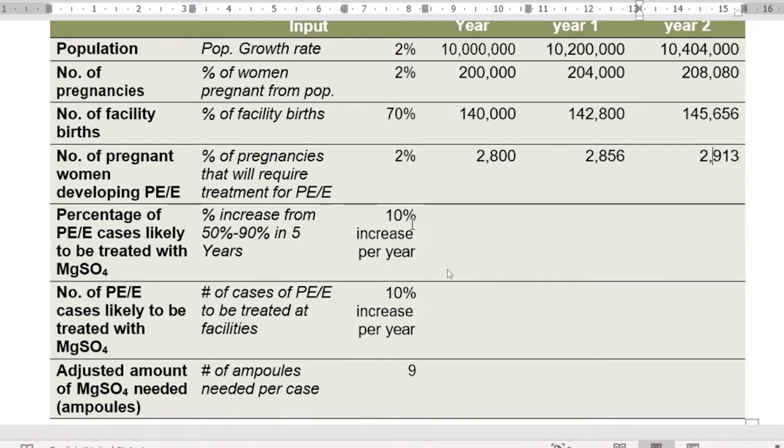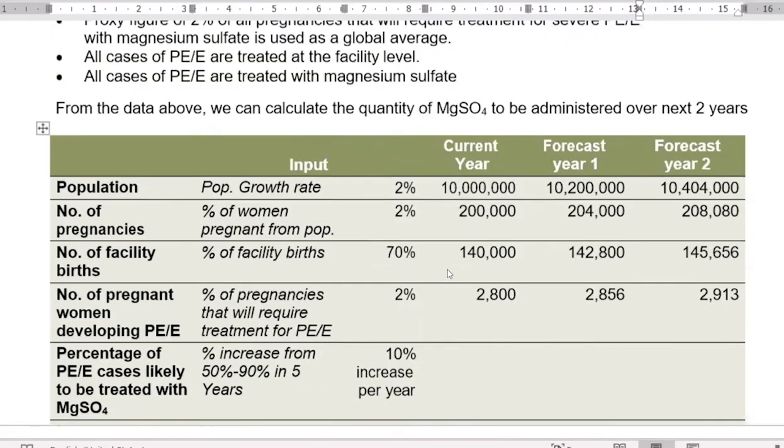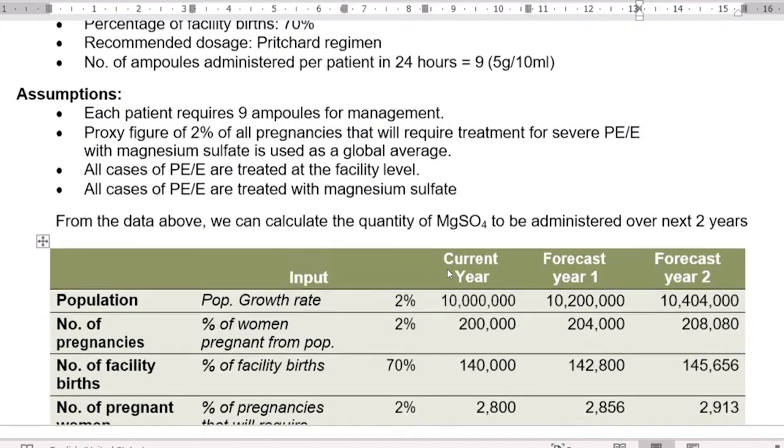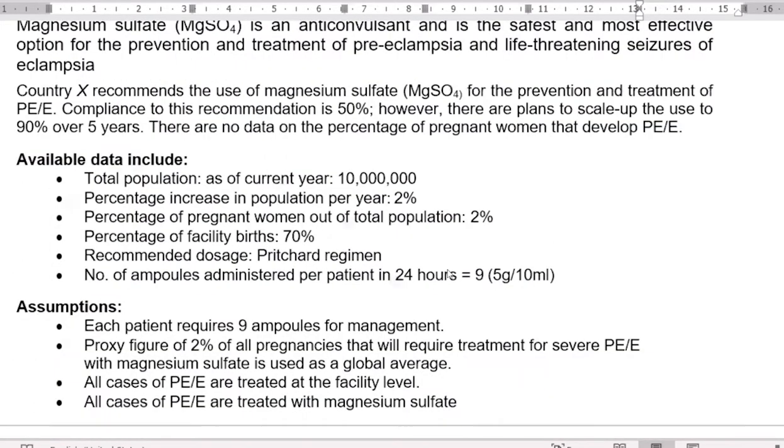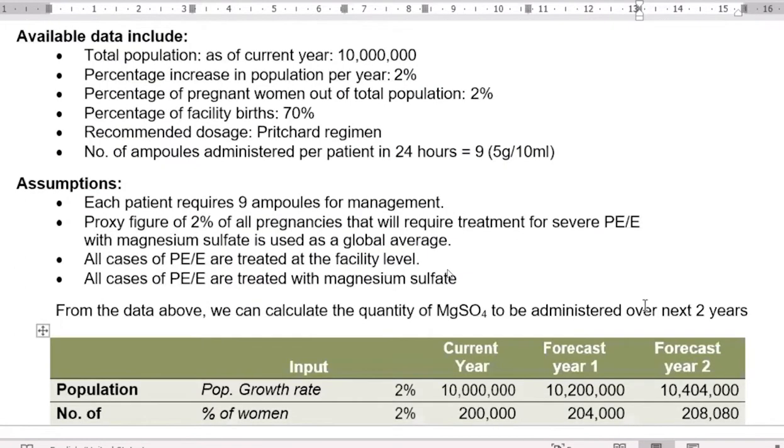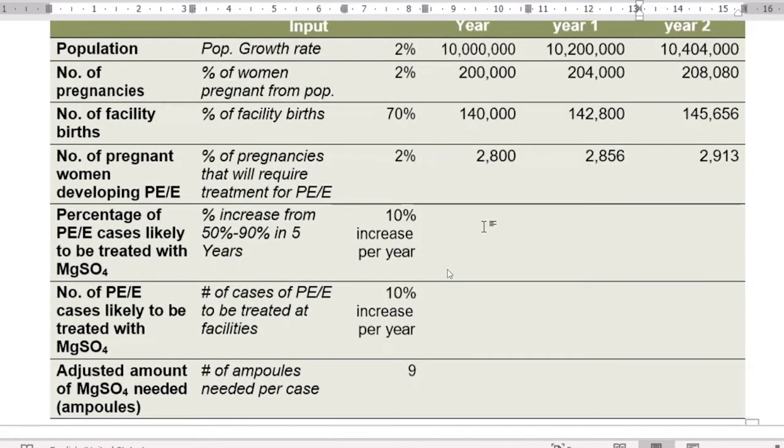So the compliance rate is how much? 50%. Scale to 90% over the 5-year period. So what this means is that in the current year, you are told that the compliance is what?